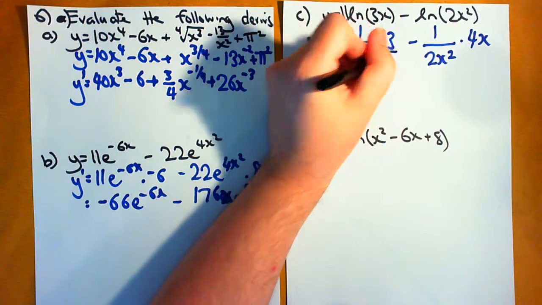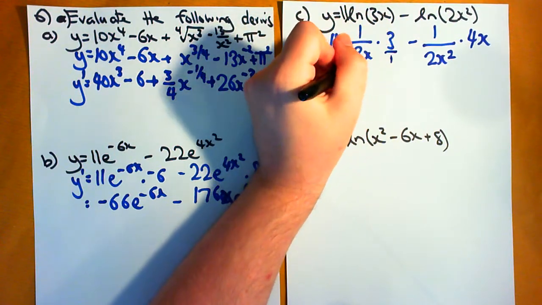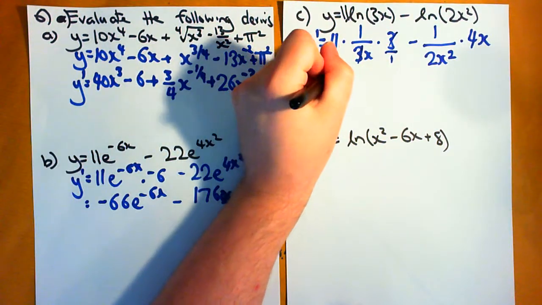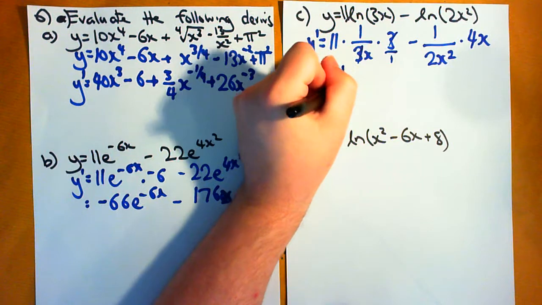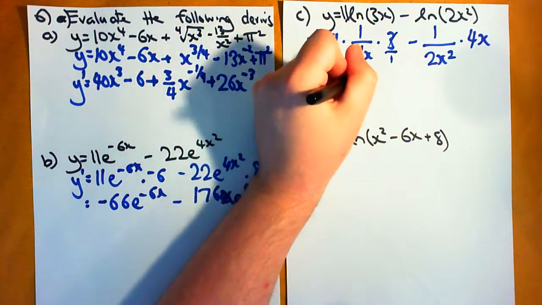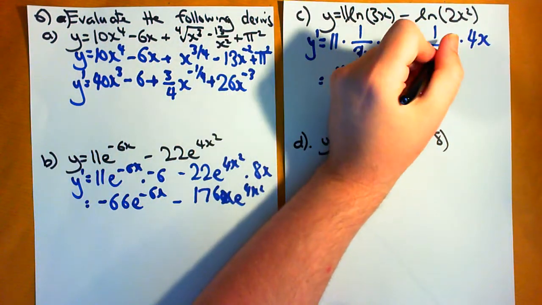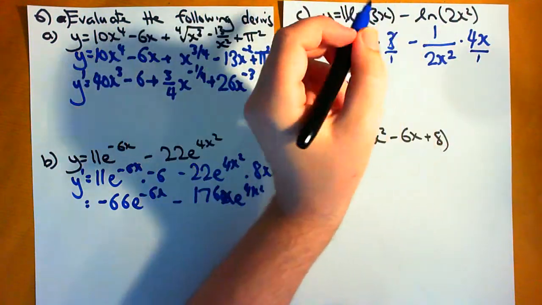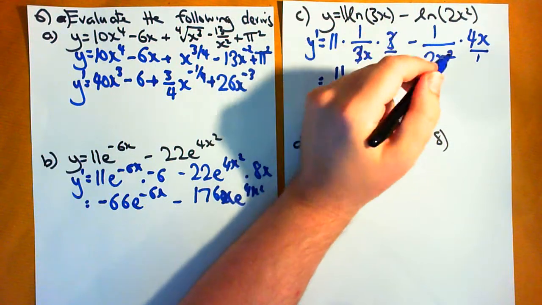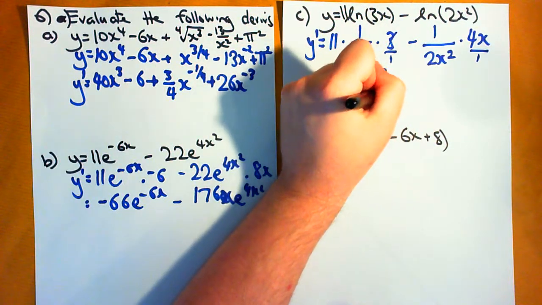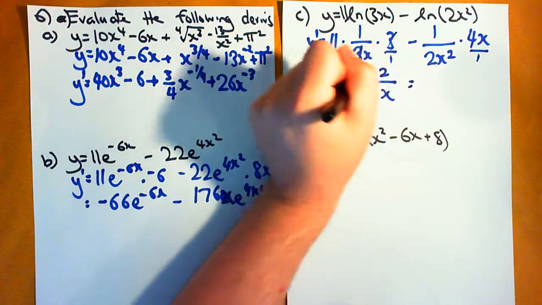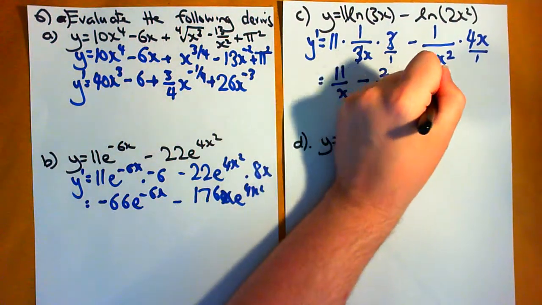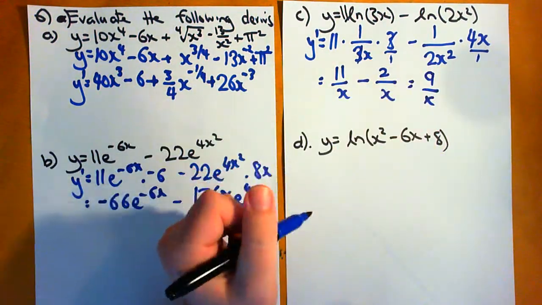Okay, so we've got 11 times 1 over 3x times 3. So 3 is actually 3 over 1. We've got a 3 on the top and on the bottom. 3's are going to cancel out here. So we've got 11 on the top over x on the bottom. Minus, here we've got 4x over 2x squared, so 4 over 2 is 2. X over x squared is x on the bottom. And we can actually simplify that further. 11 over x minus 2 over x is 9 over x.